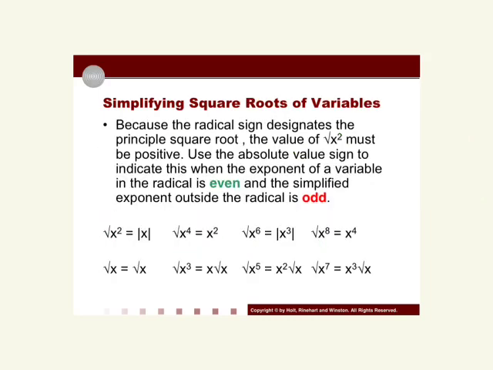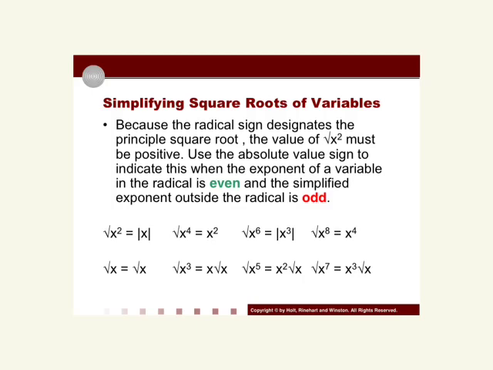Alright, the next thing we're going to do here in Chapter 12, Section 1 is go ahead and add in some variables. Now this is something that's new to us. Okay, we haven't really talked about simplifying square roots of variables. Because the radical sign designates the principal square root, the value of the square root of x squared must be positive. So you use the absolute value sign to indicate this when the exponent of a variable in the radical is even, and the simplified exponent outside the radical is odd.